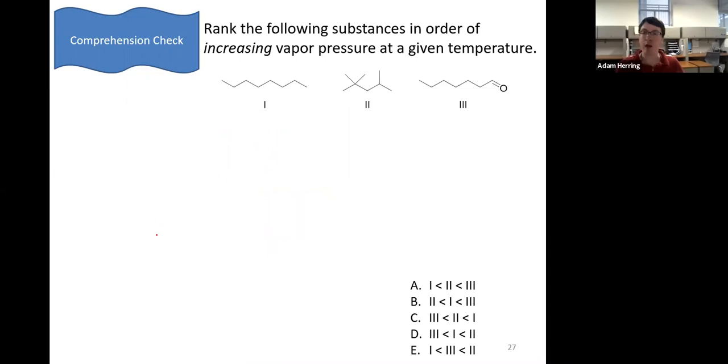All right, here's the last problem for this video. Rank the following substances in order of increasing vapor pressure at any given temperature. Pause the video and try this one on your own.